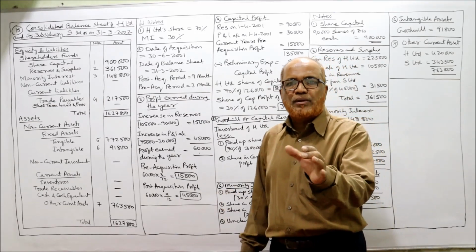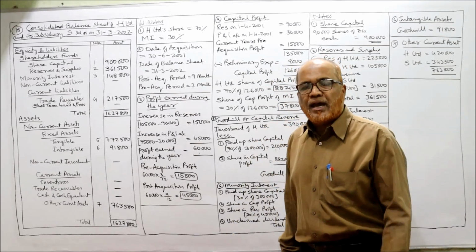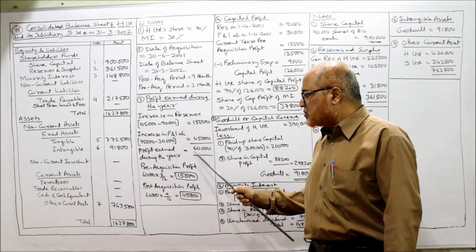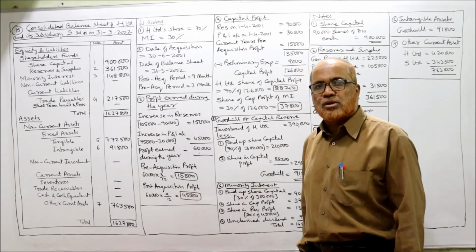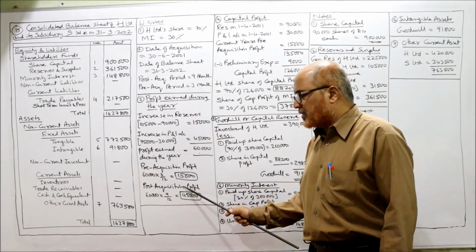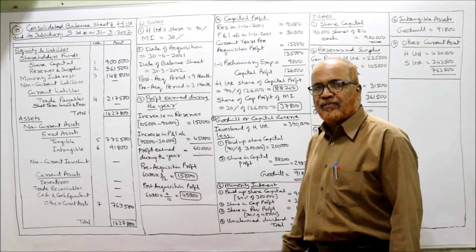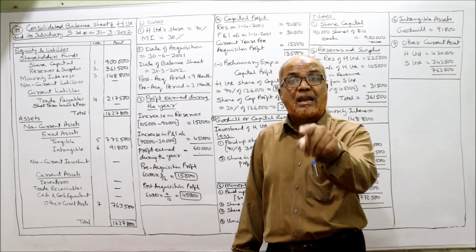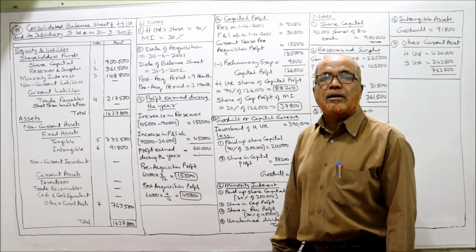Now this profit will be divided between pre-acquisition and post-acquisition. Pre-acquisition period 3 months. The pre-acquisition profit is 60,000 into 3 by 12, so it comes to 15,000. Post-acquisition profit, that is revenue profit, 60,000 into 9 by 12, 45,000. So we have bifurcated. This post-acquisition profit is a revenue profit and this pre-acquisition profit is a capital profit.